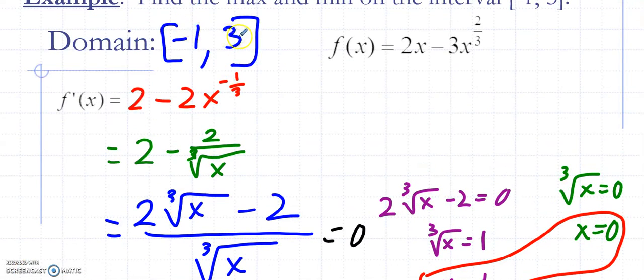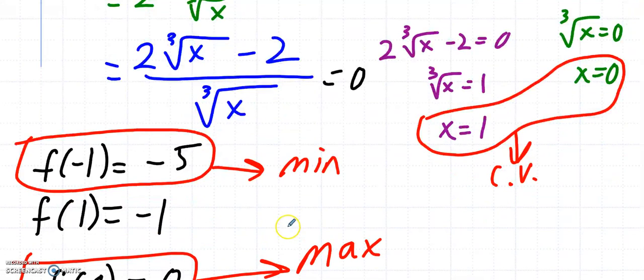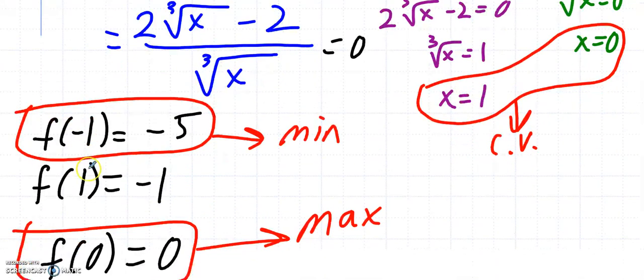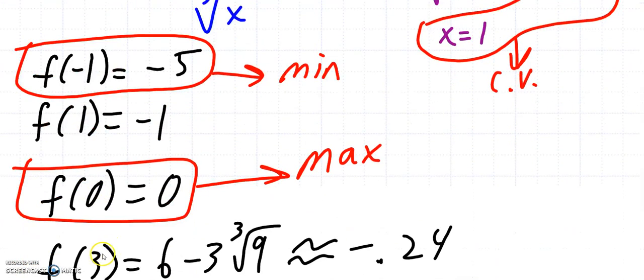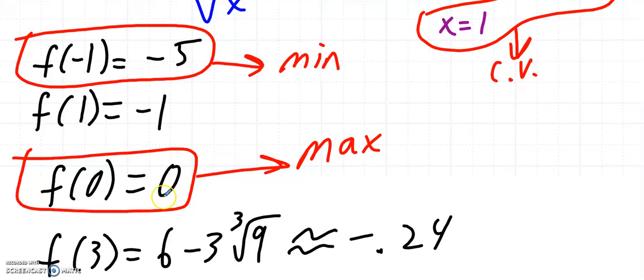So then remember, I need to test my endpoints, and both of those are within my interval, and I need to test those points. So I plug in -1, I plug in 1, I plug in 0, and I plug in 3, and I get 0 as the largest number, -5 as the largest negative number.